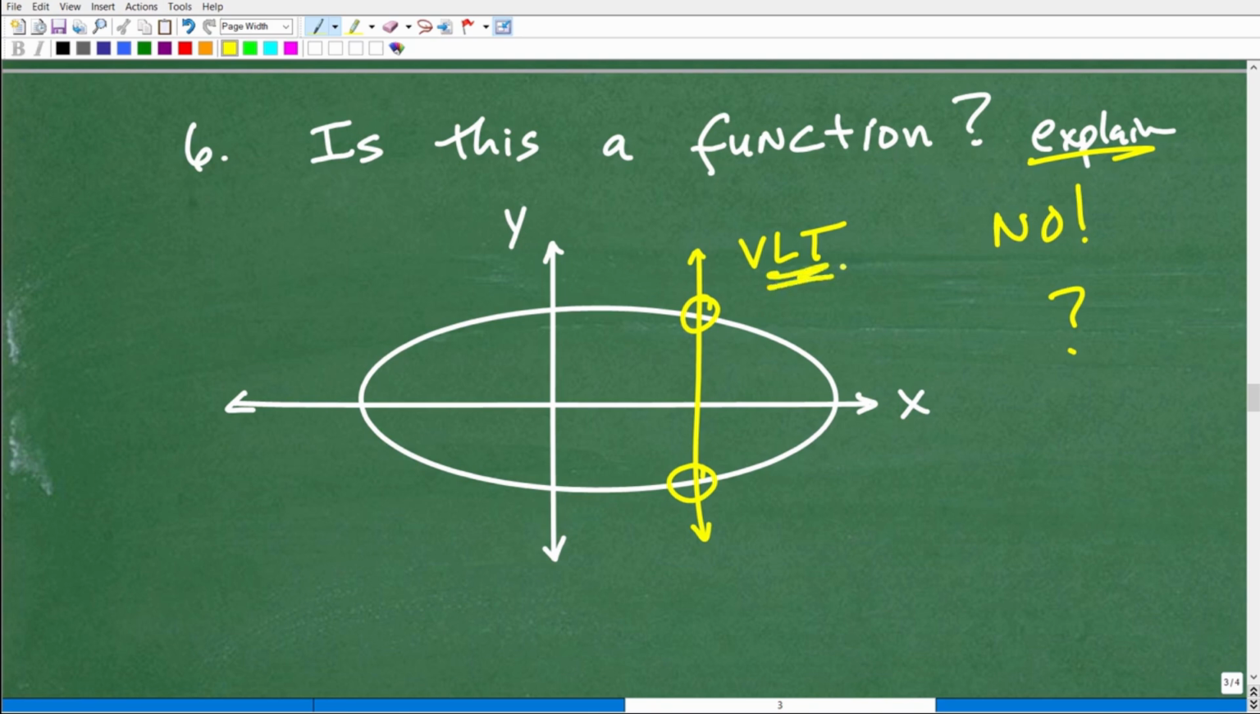You need to know a lot about the vertical line test. You also need to know a lot about the horizontal line test. Again, things that I'm not going into because this is just a little pop quiz.